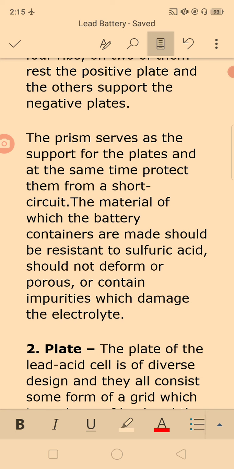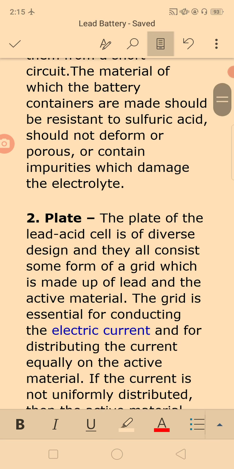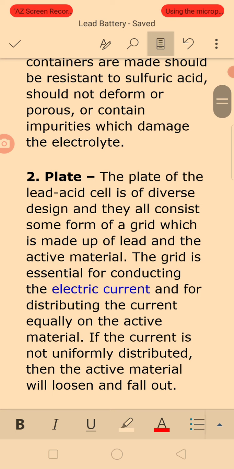The material of the battery containers should be resistant to sulfuric acid, should not deform, be porous, or contain impurity which damages the electrolyte. The second important part, the plates.